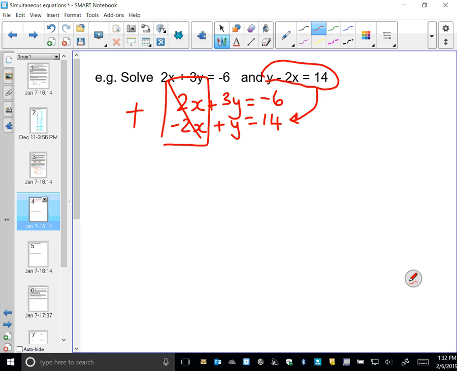You can show that you're adding them. And we've got positive 3y plus another y gives me 4y. And then we've got -6 plus 14. Just 8. So we've got one unknown now, so we can solve it. So 4 lots of y is 8, then y is 8 divided by 4 is 2. So our value of y is 2.